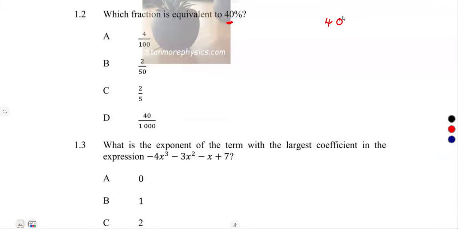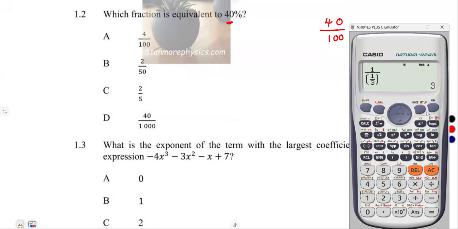To remove a percentage, we simply divide by 100. So which fraction is equivalent to that? 40 over 100. In simplest form, 40 over 100 gives us 2 over 5.